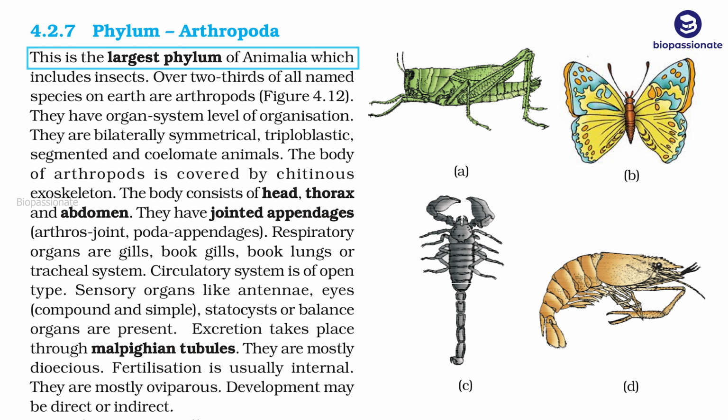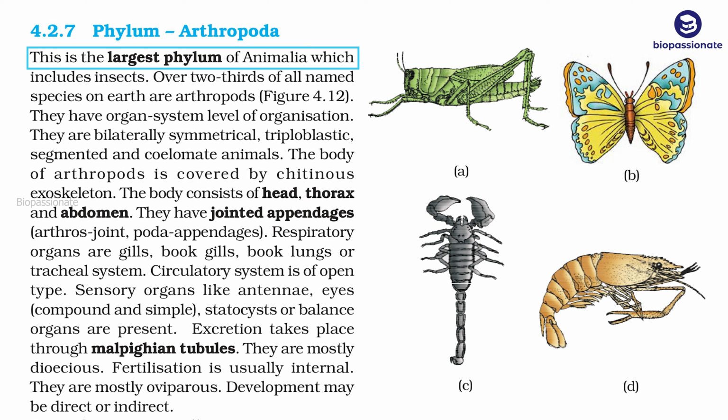The body of arthropods is covered by chitinous exoskeleton. The body consists of head, thorax, and abdomen. They have jointed appendages. Arthros means joint, poda means appendages. Respiratory organs are gills, book lungs, or tracheal system. Circulatory system is of open type.